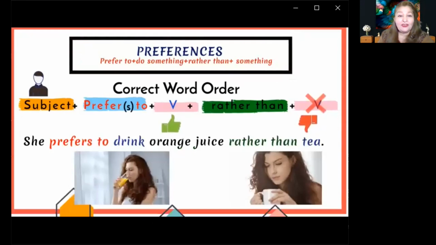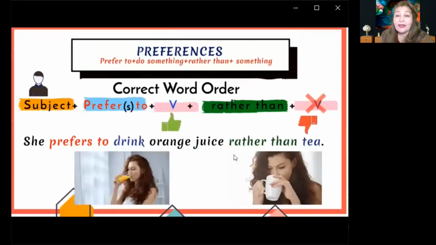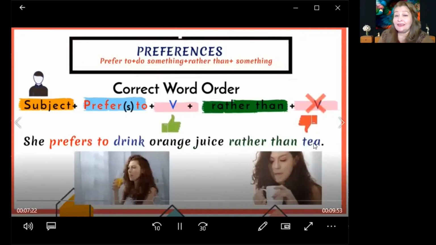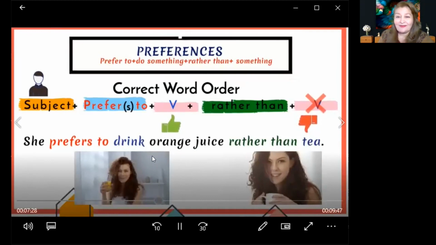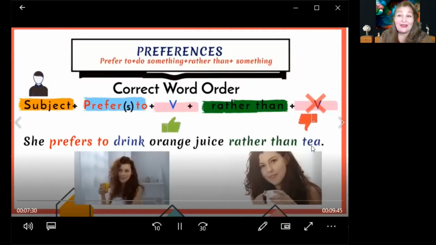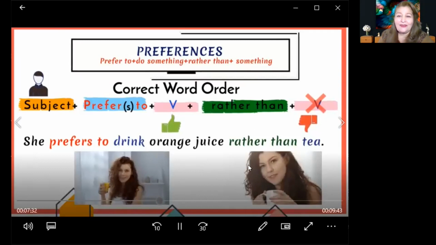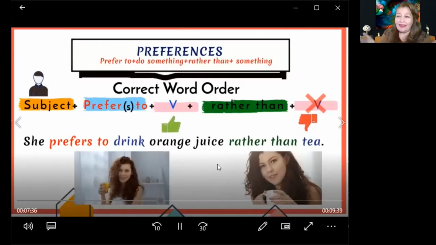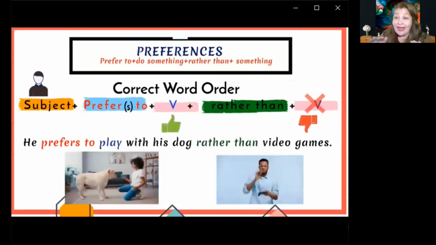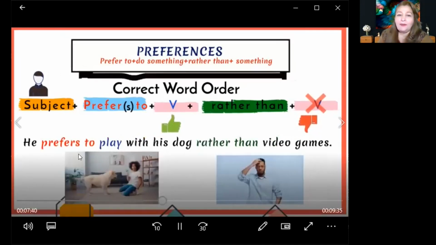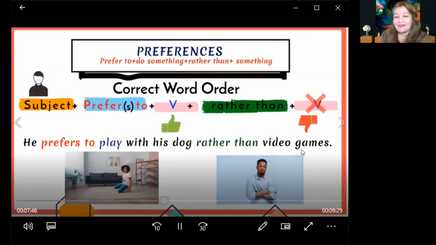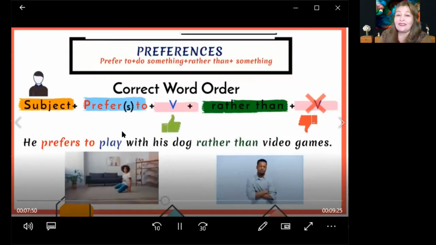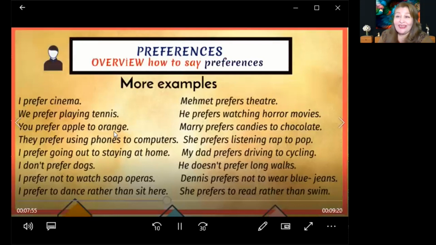And another example, she prefers to drink orange juice rather than tea. Okay, she generally prefers drinking orange juice, but she also sometimes drinks tea. Okay, rather than, here we compare, and be careful, we do not use an ing form. Okay, he prefers to play with his dog rather than video games. So here also again we have the word play in common, so we use it only once.